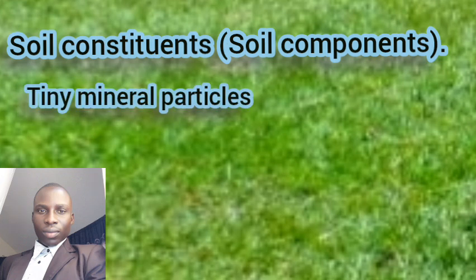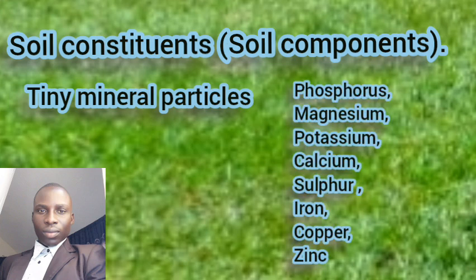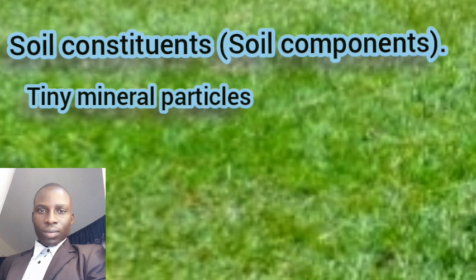Soil is composed of tiny mineral particles or mineral nutrients. These are derived from weathering of parent rocks and decay of humus, and they include phosphorus, magnesium, potassium, calcium, sulfur, iron, copper, and zinc. They are so important for plant growth, for example, nitrogen for leguminous crops.